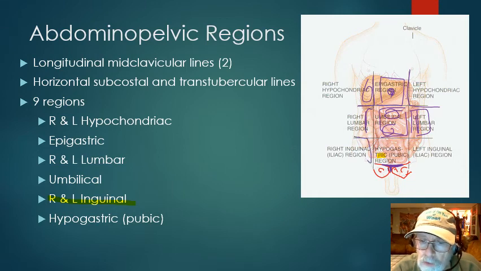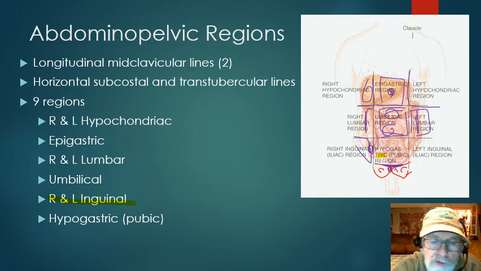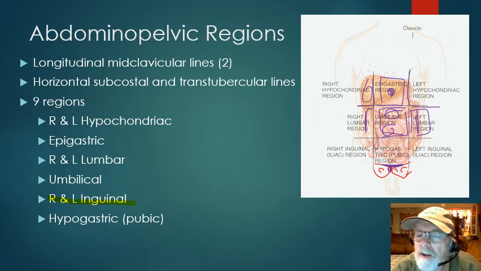My right inguinal or iliac region. Again, here's the appendix sitting right there. Let me get rid of that so you can see it. We don't want you to miss the appendix. See that little wormy thing right there? That's the appendix, right at almost like the junction.